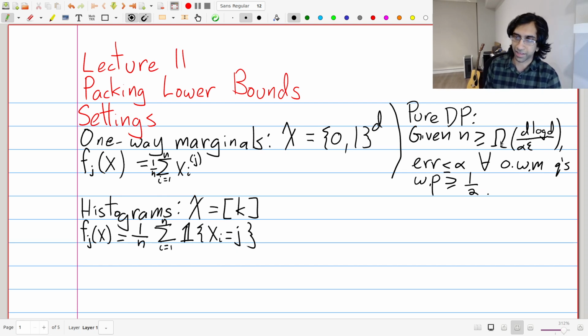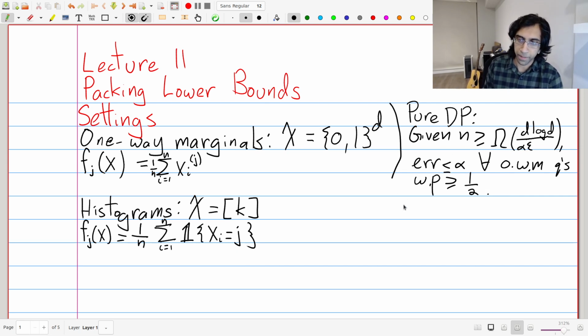So this says that you can answer all one-way marginal queries, and I'm going to use sample complexity as a term for how much data we need. The sample complexity is going to be d over alpha epsilon to get error or accuracy alpha.